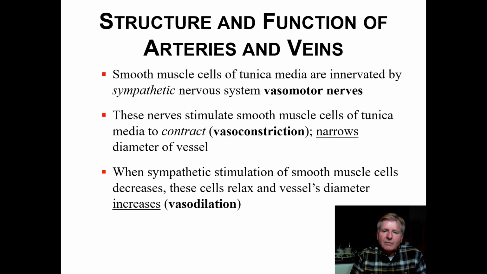Also, the smooth muscles in the tunica media are innervated by your sympathetic vasomotor nerves. When these nerves stimulate the smooth muscle, they contract. That's called vasoconstriction, which narrows the diameter of the vessel. When the sympathetic stimulation decreases, the cells relax and the vessel diameter increases. That's called vasodilation.